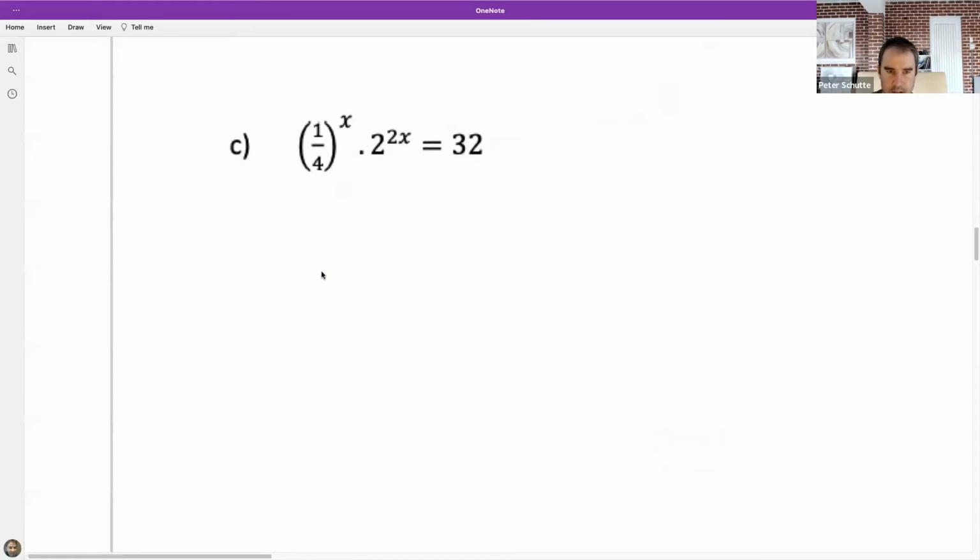Question C. You have to solve for x. So the value of x that makes this true. But think about, how can I make my bases 2s? I don't want to say anything more than that. I want you guys to try and do it by yourself.